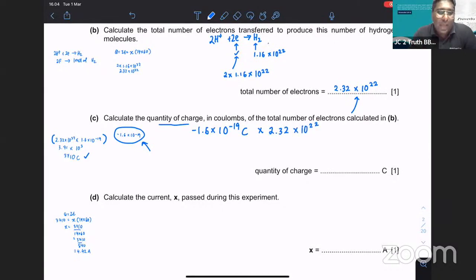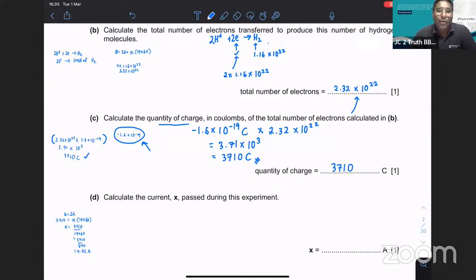Once you multiply, you are going to get a value of 3.71 times 10 to the power of 3. You can leave it like this, or you can change it into 3710 coulombs. You do not need to give the value in negative because they want the quantity of charge. So that is going to be 3710 coulombs.